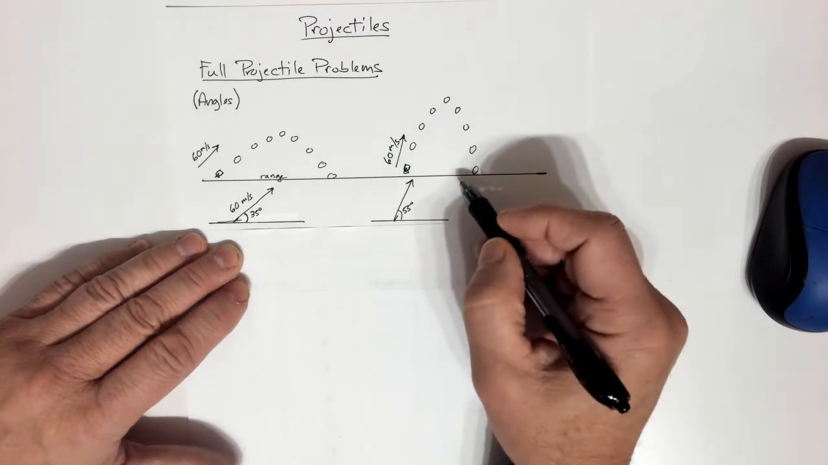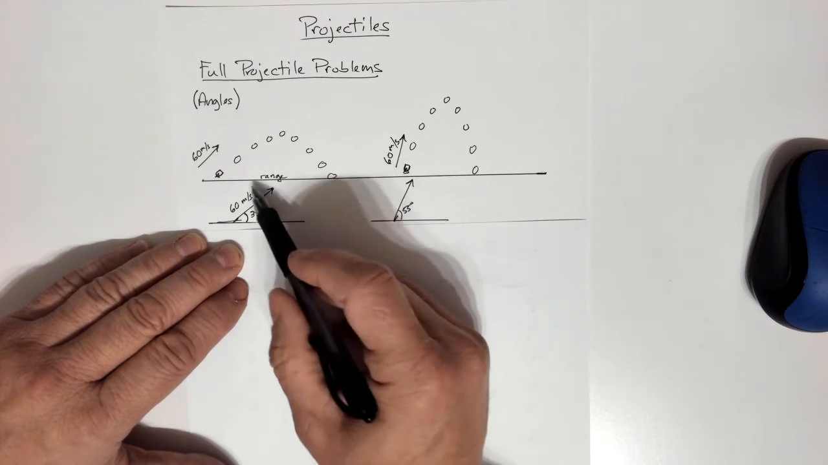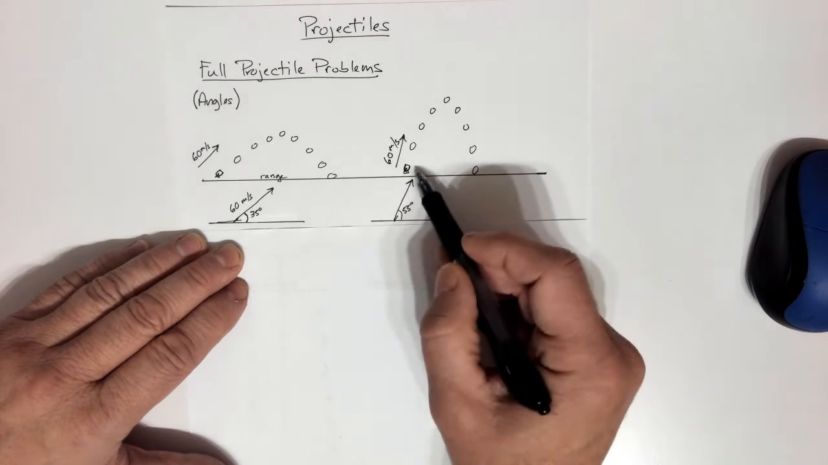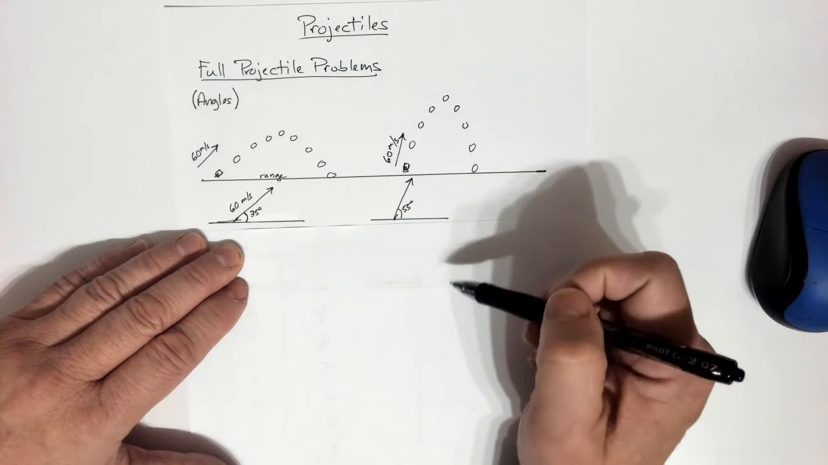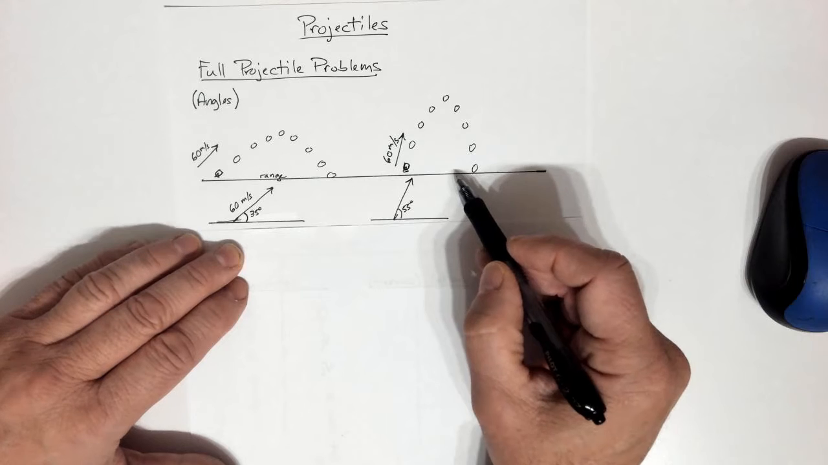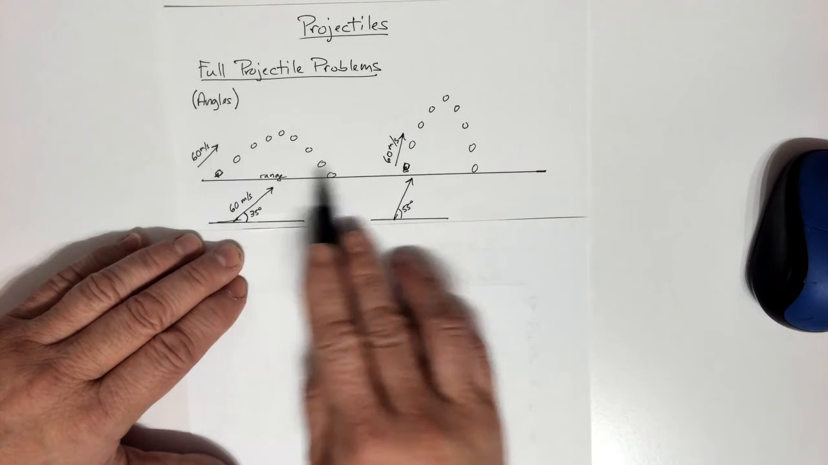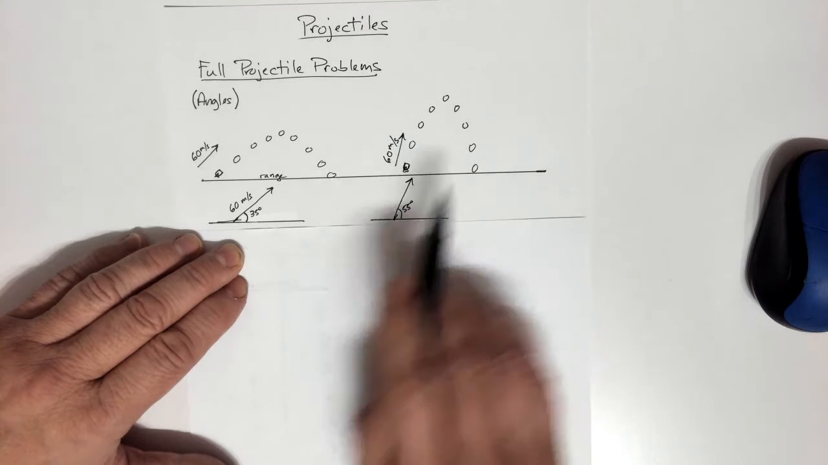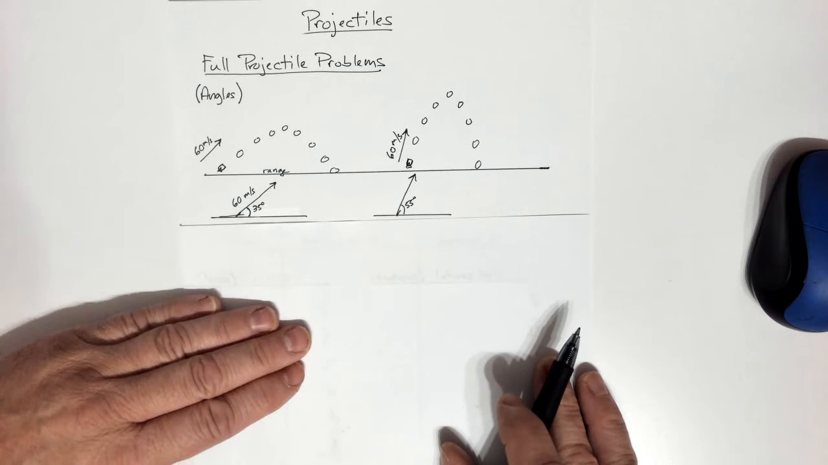So even a golfer does this. A golfer may hit a ball in an arc that maybe needs to go farther, but they have an obstacle they need to go over to get to their hole. So the idea is when you change the angle that a full projectile is fired from, you get different answers for different things. So I want to show you how to break down a full projectile problem.